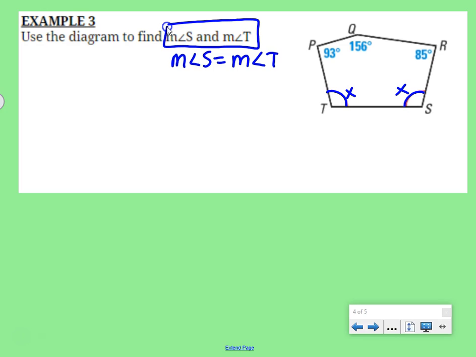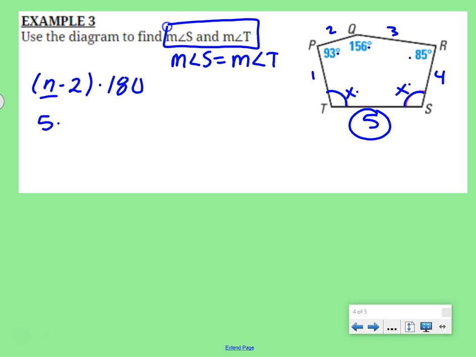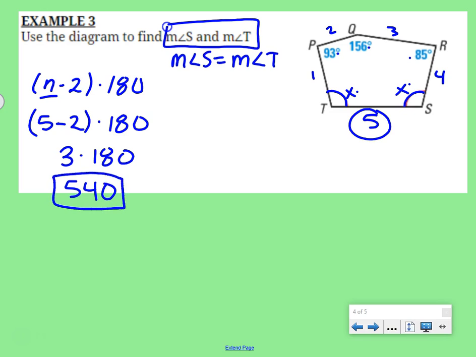First off, we want to know what these are going to sum to. We count the sides, 1, 2, 3, 4, 5. We have 5 sides. So when we find the sum, n minus 2 times 180, we're going to put 5 in for n. 5 minus 2 is 3 times 180. 3 times 180 is 540. So all 5 of our angle measures are going to sum to 540.